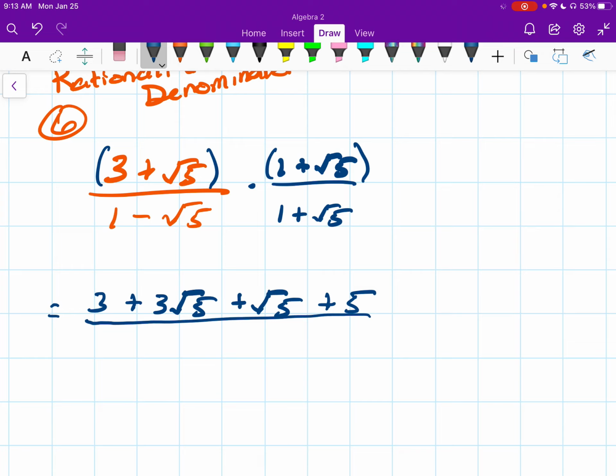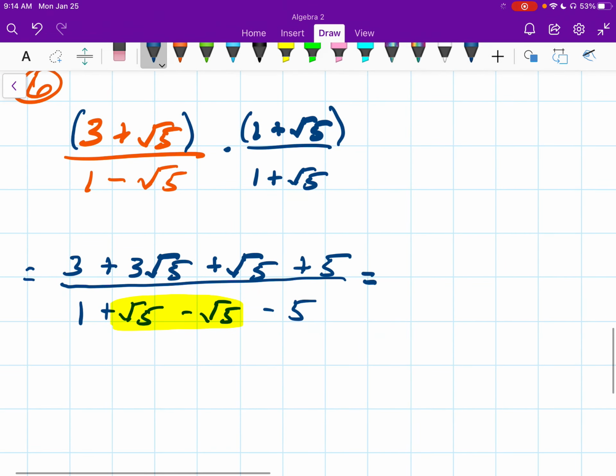My denominator, I'm going to take 1 times 1 is 1. 1 times root 5 is root 5. Negative root 5 times 1, so negative root 5. And then root 5 and root 5 gives me a negative 5, right? It's a negative root 5 there. So we see that these guys in the middle, just like in number 5, cancel out.